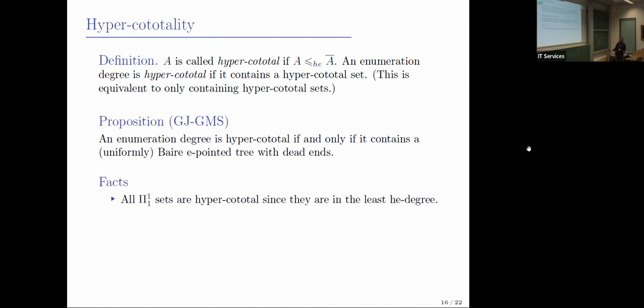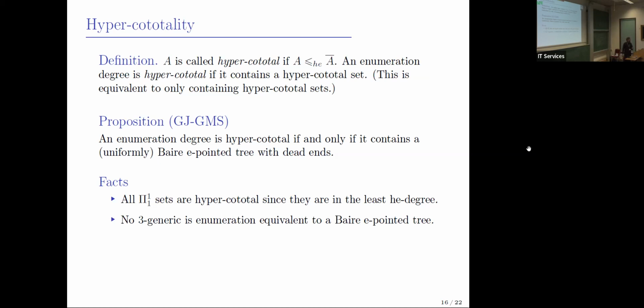Now, all Pi^1_1 sets are hyper-cototal since they are the least hyperenumeration degree. The least enumeration degree is all CE sets. The least hyperenumeration degree is all Pi^1_1 sets. So to even talk about something that's not hyper-cototal, we have to go beyond the hyperarithmetic sets. On the other hand, no 3-generic is enumeration equivalent to a Baire e-pointed tree. So not containing a Baire e-pointed tree can already happen in the arithmetic sets, the enumeration degrees of arithmetic sets.